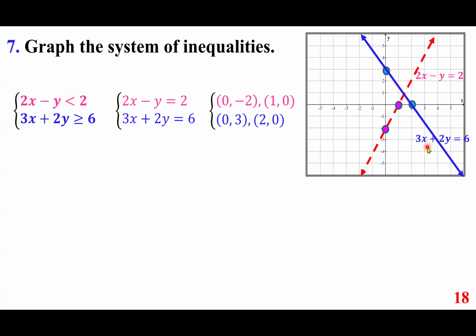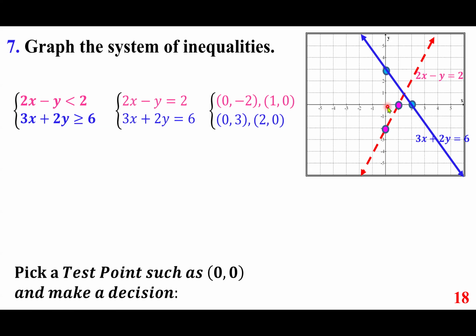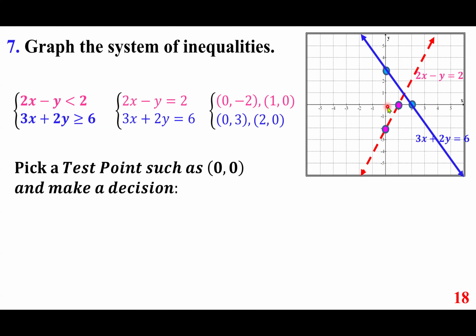And now we need to pick up a test point. Now, if 0, 0, the origin doesn't belong to them, that would be the best choice. Now, do you have to go with 0, 0? No, you have to pick a point that doesn't belong to the line. And you can do it for each line. They don't even have to be the same point. But 0, 0 will do the job. So 0, 0 is here. These are the two inequalities.